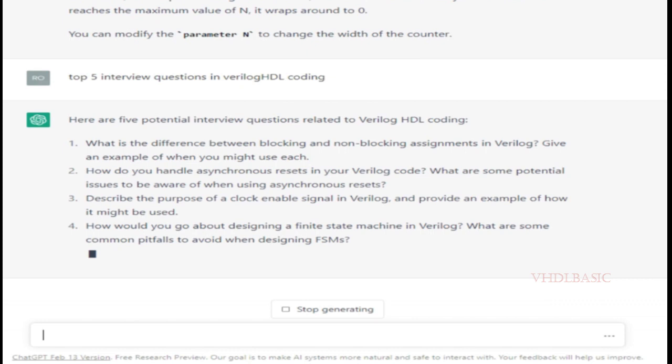Write the Verilog code. This involves writing the Verilog code that implements the FSM. This can be done using an always block that is triggered by the clock signal and uses the current state and input signals to determine the next state and output signals. Test the design. This involves simulating the Verilog code and verifying that the FSM behaves as expected for all the possible input sequences.